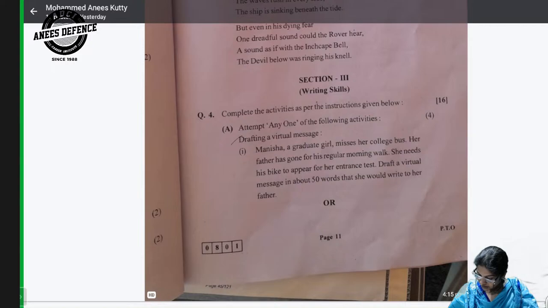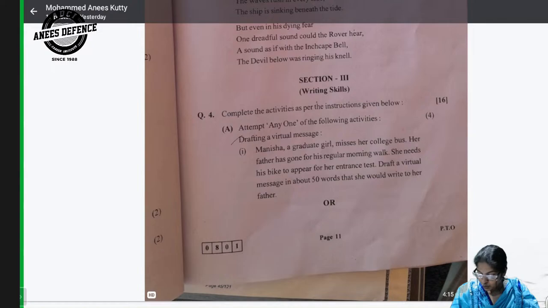First things first, what is a virtual message? A virtual message is something which enables you to send and receive messages over the internet without physically using a phone, so to speak. If we can put it simply and plainly.